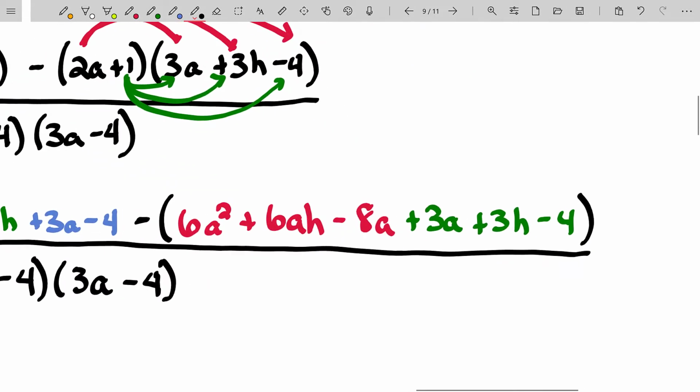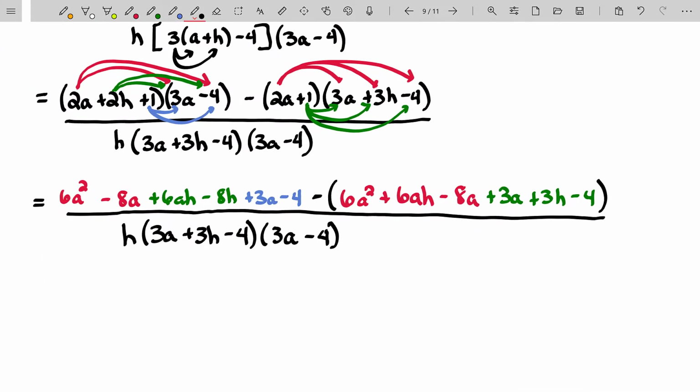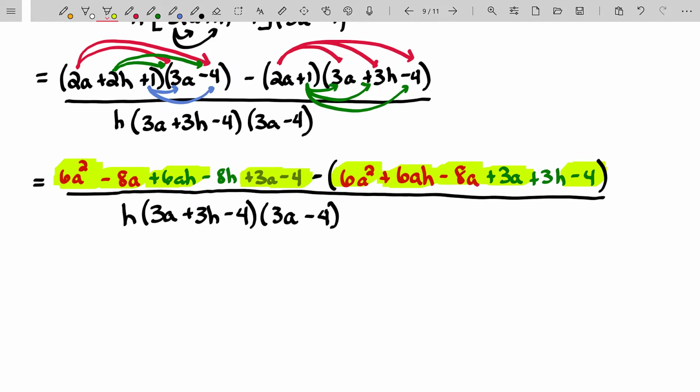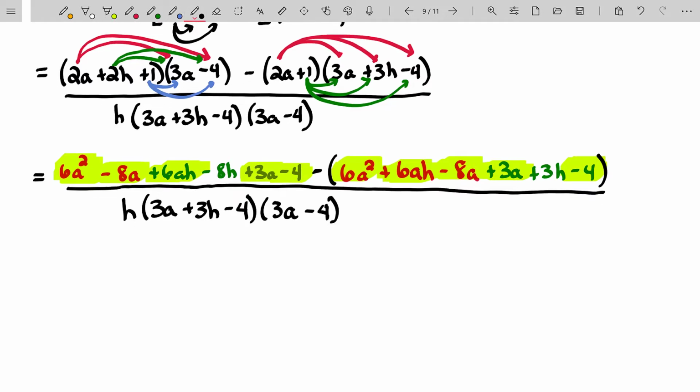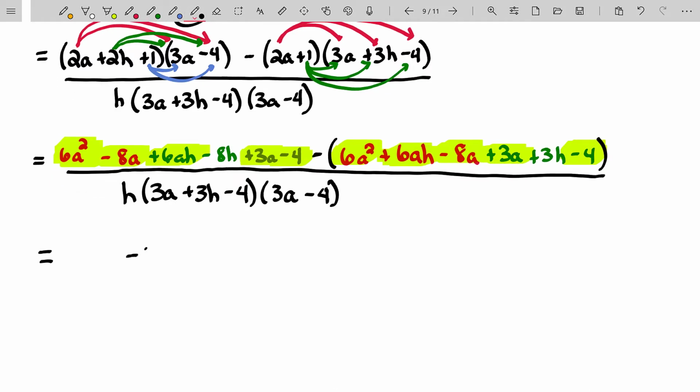And now you guys are experts at this, so I don't need to walk you through it, but you have 6a squared minus 6a squared. You have a negative 8a minus a negative 8a, so those cancel. You have a positive 6ah minus a 6ah, those cancel. Let's see, you have a 3a minus a 3a, those cancel. You have a negative 4 minus a negative 4, those cancel. So in the end, you have negative 8h minus another 3h, or in other words, a negative 11h upstairs.